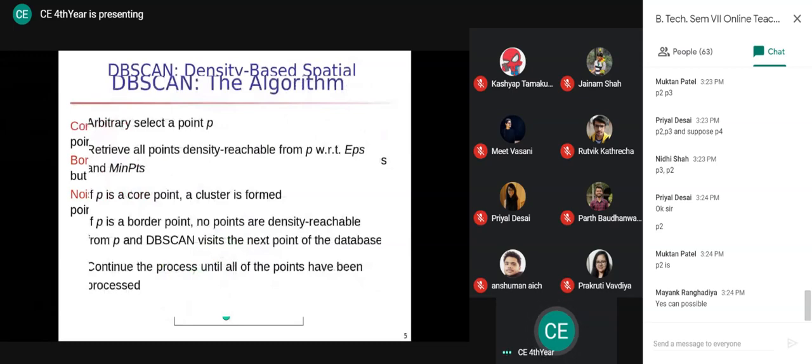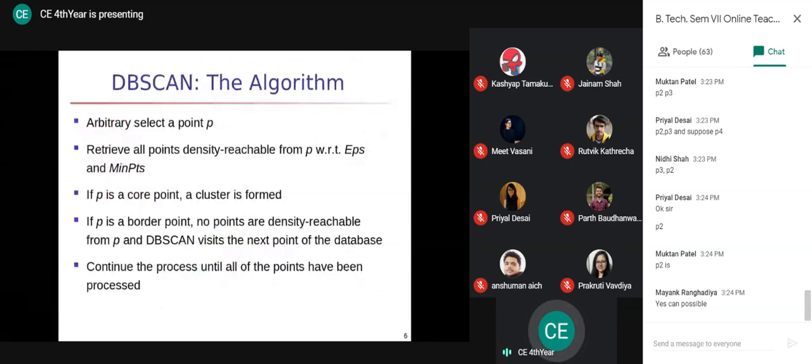So with this all discussion, let's just see the algorithm. The algorithm is very simple. You need to consider all the points one by one. So arbitrarily select one point P. Next, retrieve all the points which are density reachable from P. Check the word density reachable. It's not directly density reachable. From P you can reach anywhere, either directly, that is direct density reachable, or by some intermediate point. So all such points will be considered.